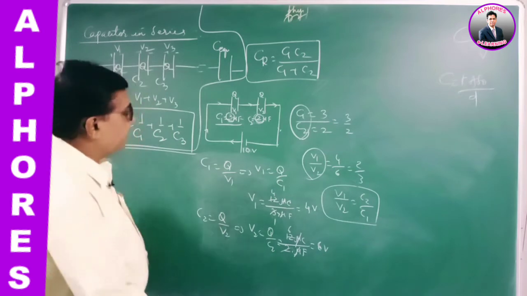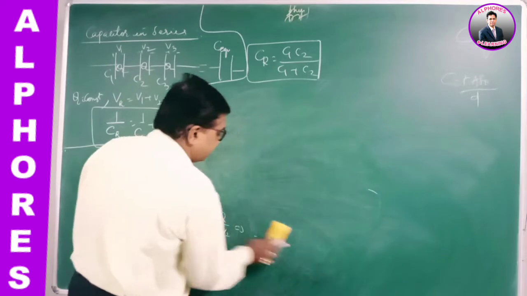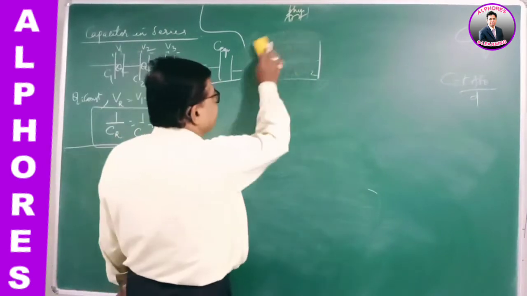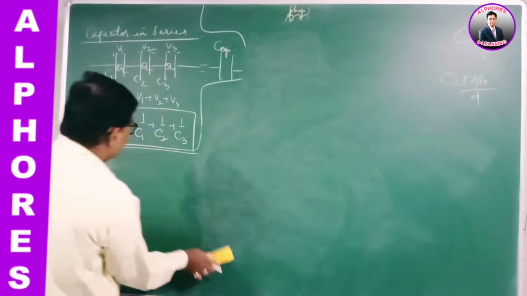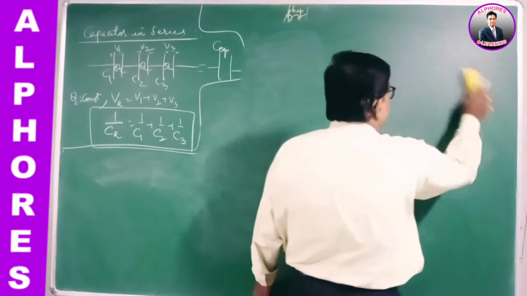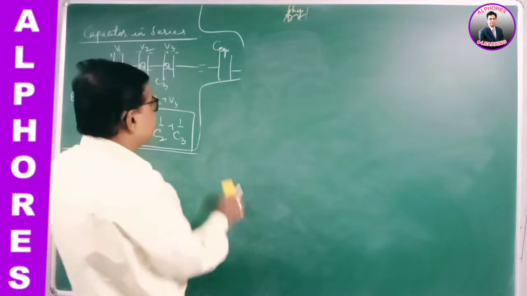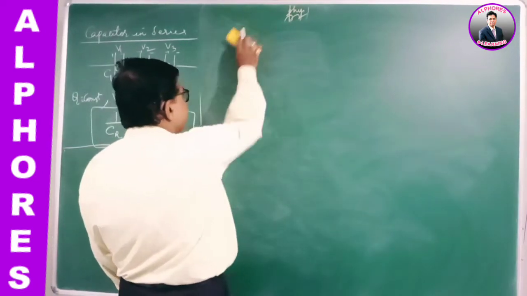Right, so this way you can find the resultant capacity in series combination. In series combination, the resultant capacity is of this order. Suppose the same question is asked with 3 capacitors. Let's do it if there are 3 capacitors. 3 capacitors are connected in series, then what would be the resultant capacity?